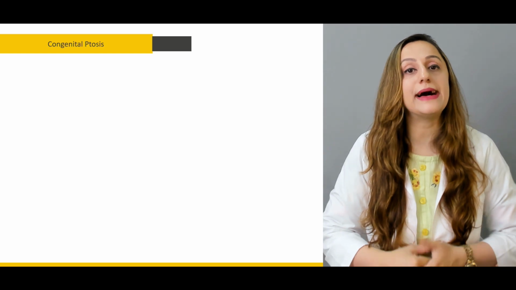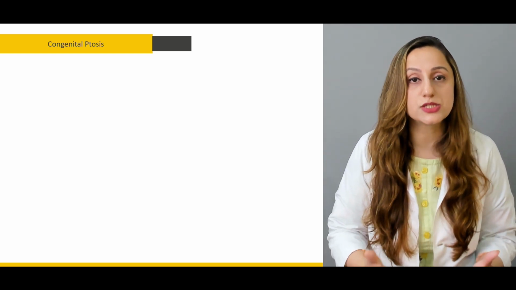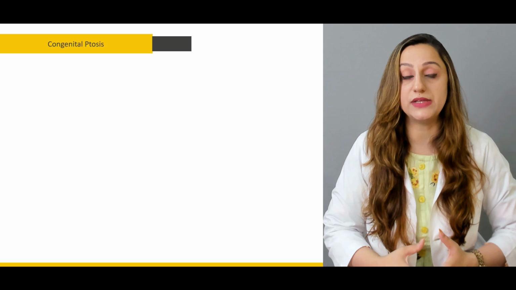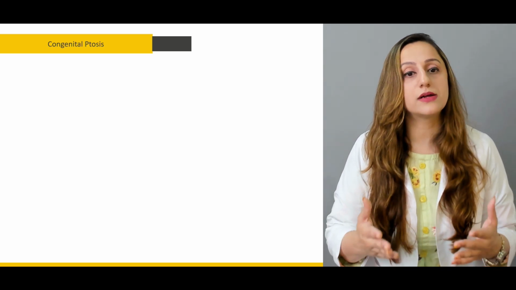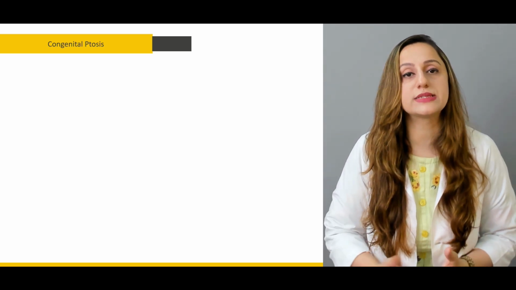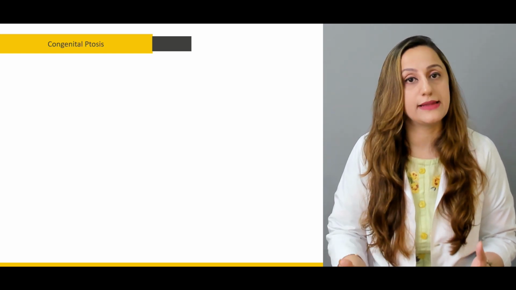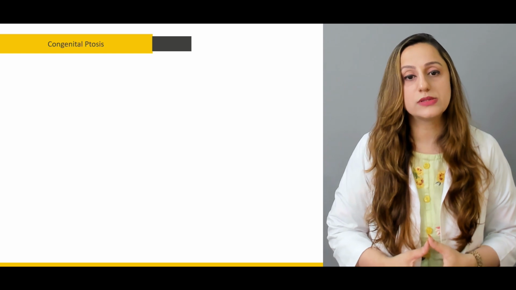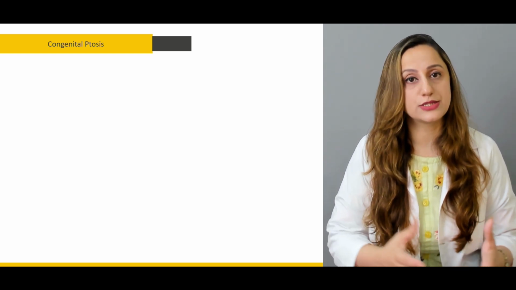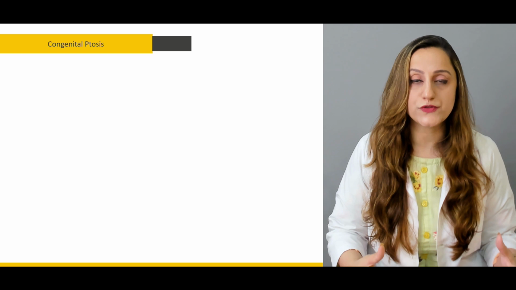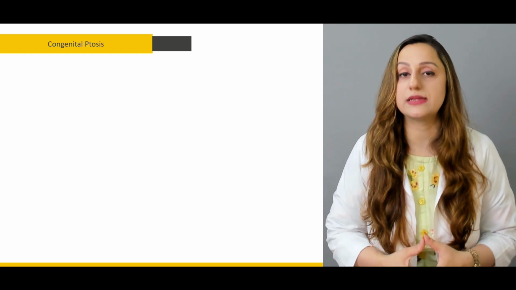Usually we have the mechanical kind of ptosis that is related to congenital ptosis, in which we have congenital neurofibromas or some other abnormalities that are drooping the upper eyelid mostly. So this is the most common condition that is associated. This is the mechanical kind of ptosis that is usually associated with congenital ptosis.